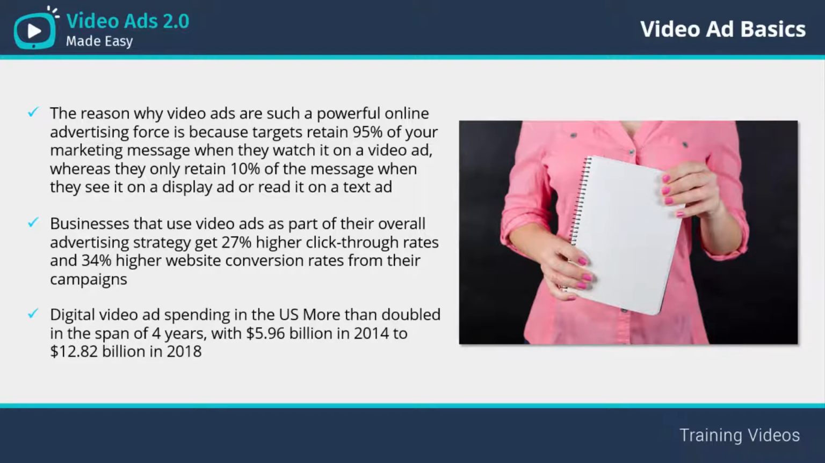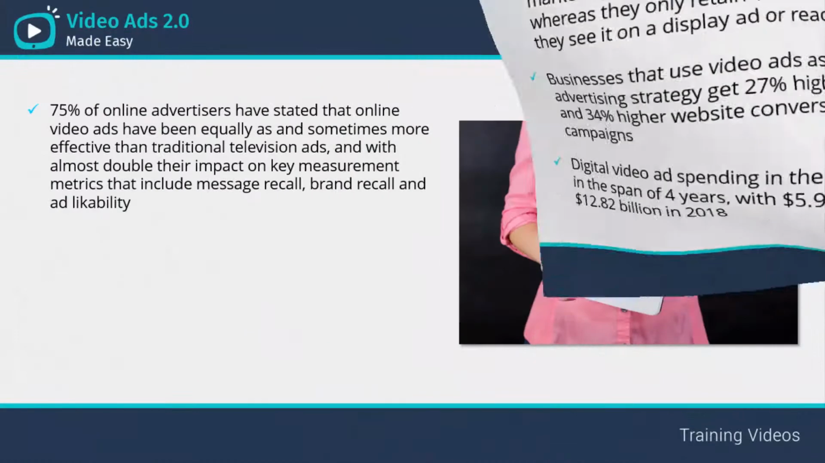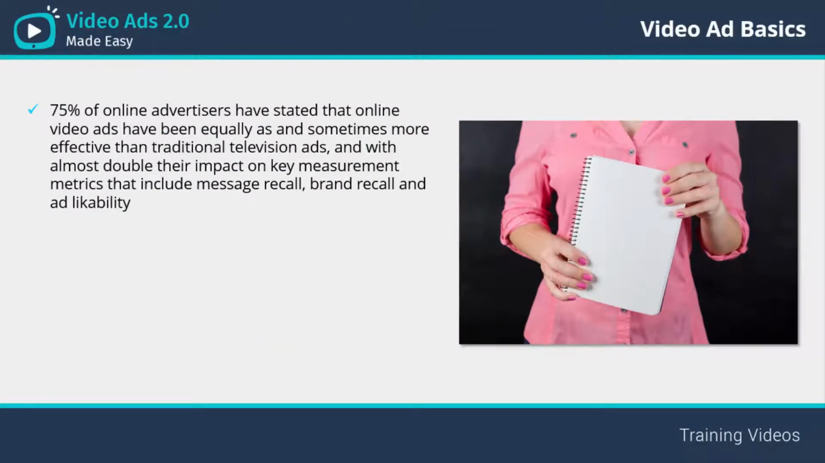Digital video ad spending in the U.S. more than doubled in the span of 4 years, with $5.96 billion in 2014 and $12.82 billion in 2018. 75% of online advertisers have stated that online video ads have been equally as and sometimes more effective than traditional television ads, and with almost double their impact on key measurement metrics that include message recall, brand recall, and ad likability.